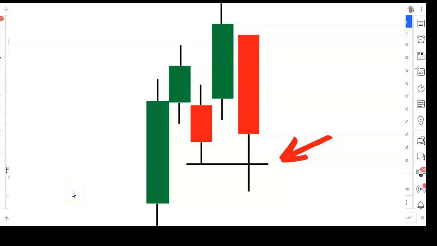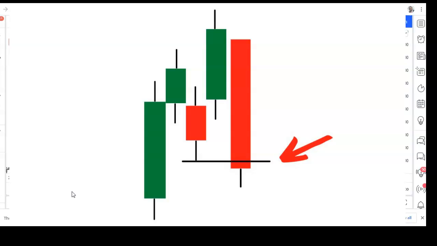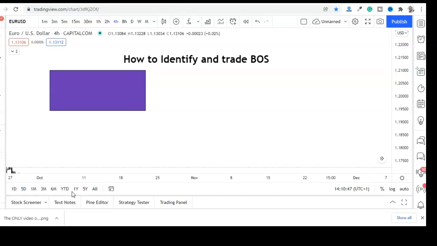Is this a break of market structure, or is this a break of market structure? In this video, I will help you identify a valid break of market structure so you won't be confused again.